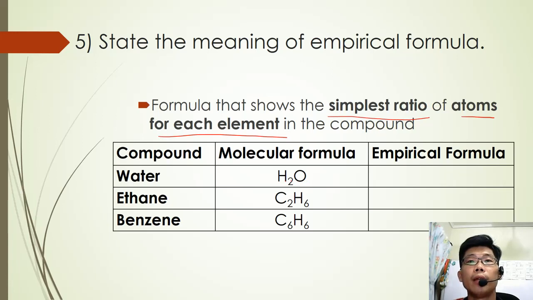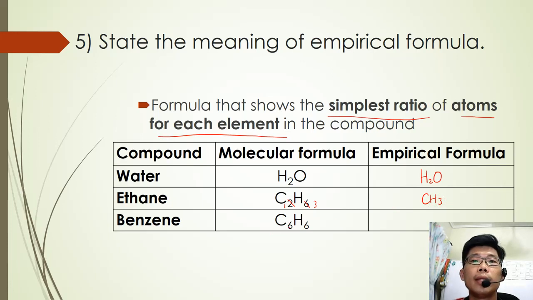Let's look at the ratio of the atoms for each element and see whether we can simplify any more or not. So for water, H2O, we cannot simplify it. So the empirical formula remains the same as the molecular formula, H2O. But for ethane, C2H6 is the molecular formula. So we can simplify it to 1 and 3, meaning that the empirical formula will be CH3.